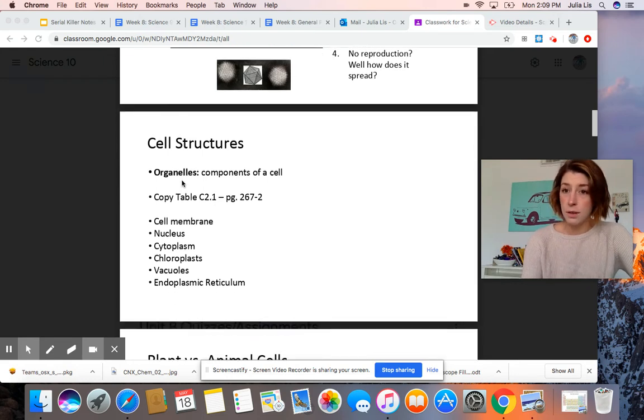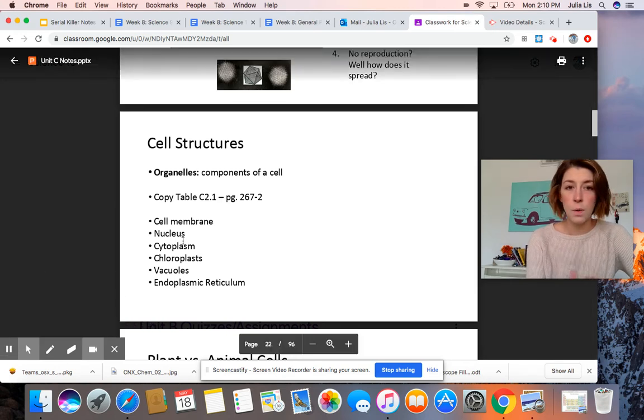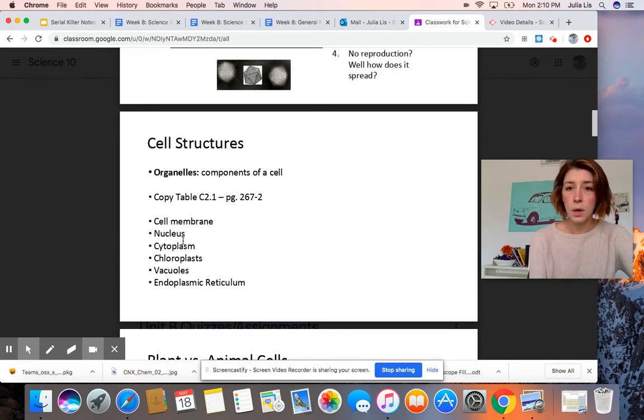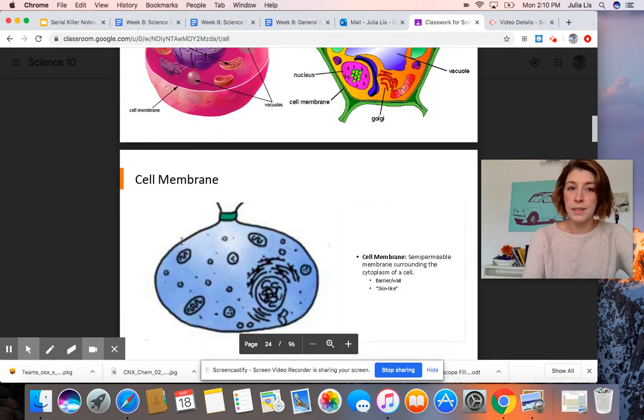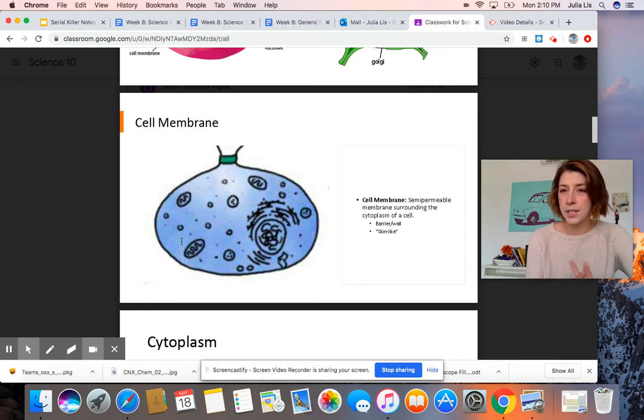So there are cell structures, and there is a list of all the different organelles in your textbook that I would like you guys to copy. An organelle is a term used for the components of a cell. So again, organelles are the components inside a cell, and a cell is the basic unit of life. I'm going to go over these structures, and hopefully after watching a series of videos and looking through your textbook, it'll make a lot more sense.